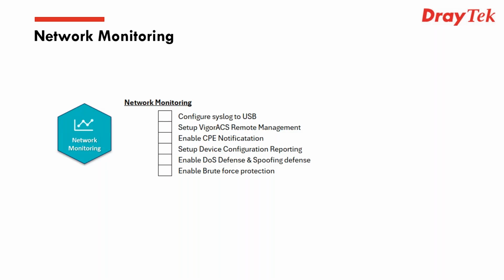And setting up device config reporting in Vigor ACS is a good idea, so that you can regularly report on the configuration. This is a function in reports on Vigor ACS, and then enabling DoS defense and spoofing defense and enabling brute force protection are all really helpful network monitoring functions.